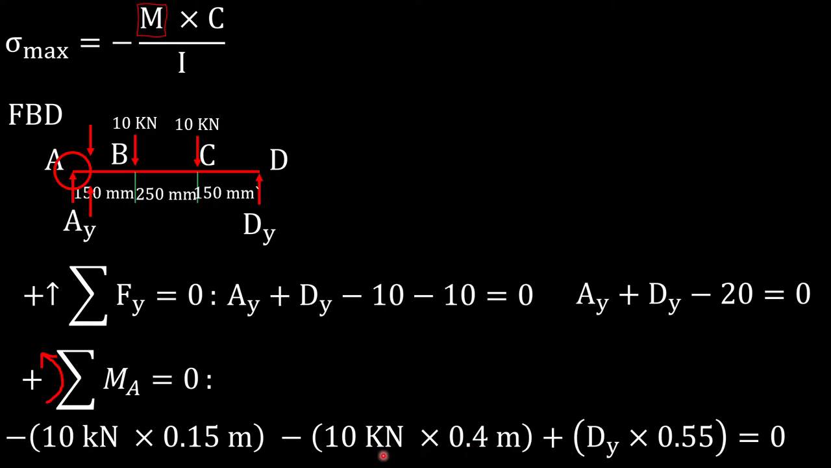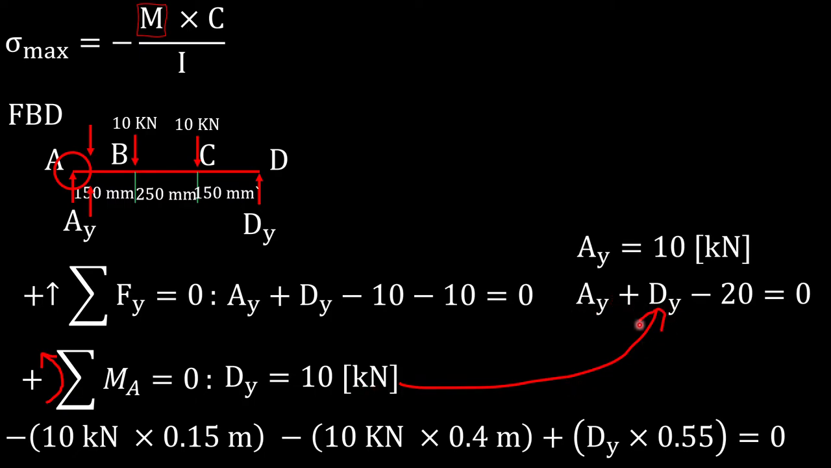So this is simple here. We can solve for D sub y, which will be 10 kilonewton. And we can take this 10 kilonewton, plug it into this equation, and it will give us A sub y equal 10 kilonewton. All right, so now what we will do is make a cut in the beam BC to find the moment.